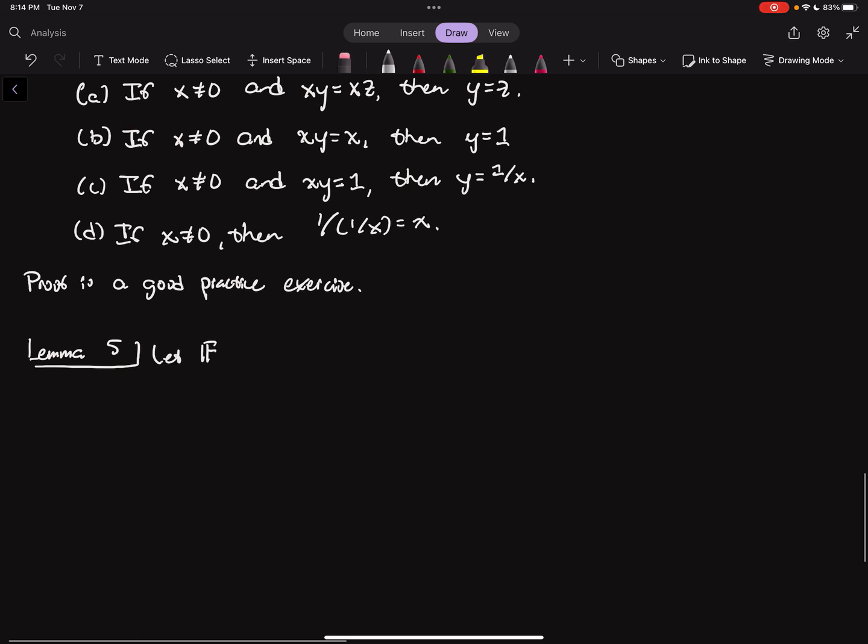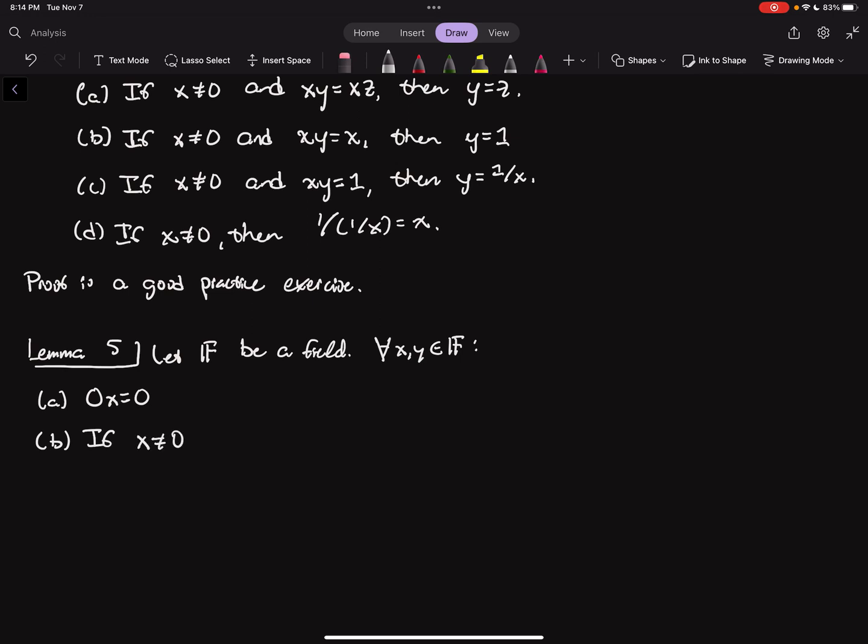Let F be a field. Then, for all x and y in F, it holds that 0 times x equals 0. Doesn't it feel silly to like state these things that we've used freely? If x is non-zero and y is non-zero, then xy can't be 0 either.